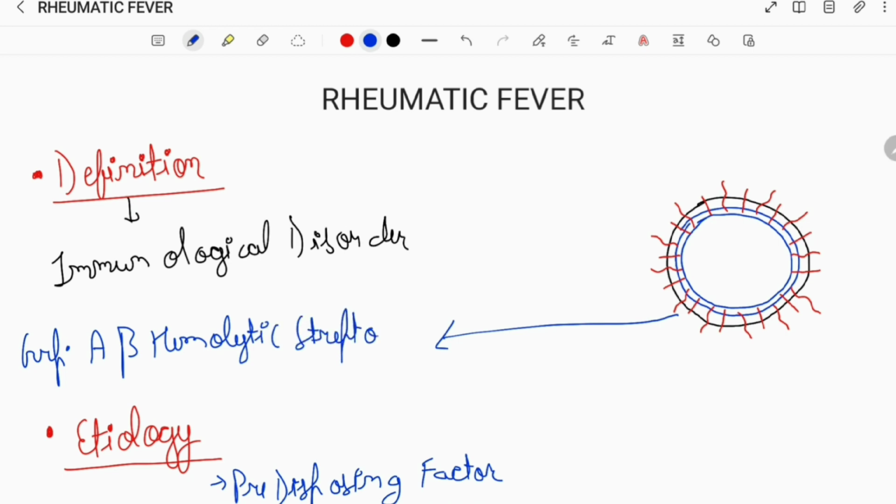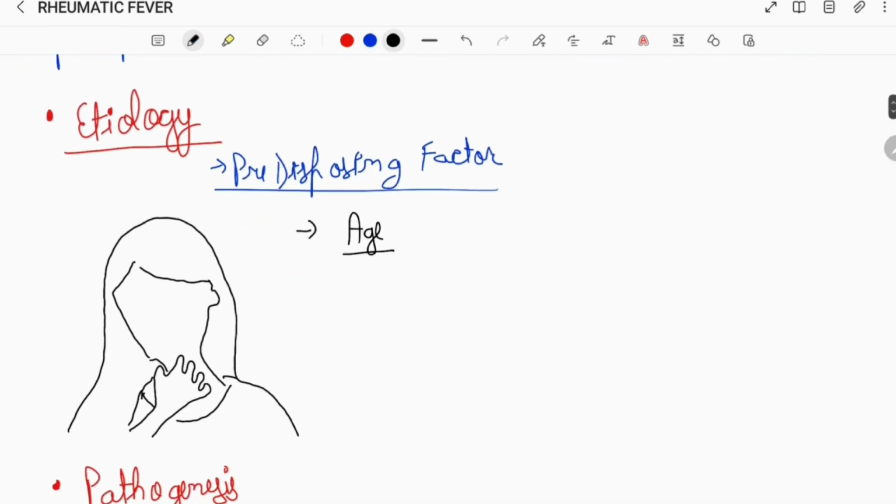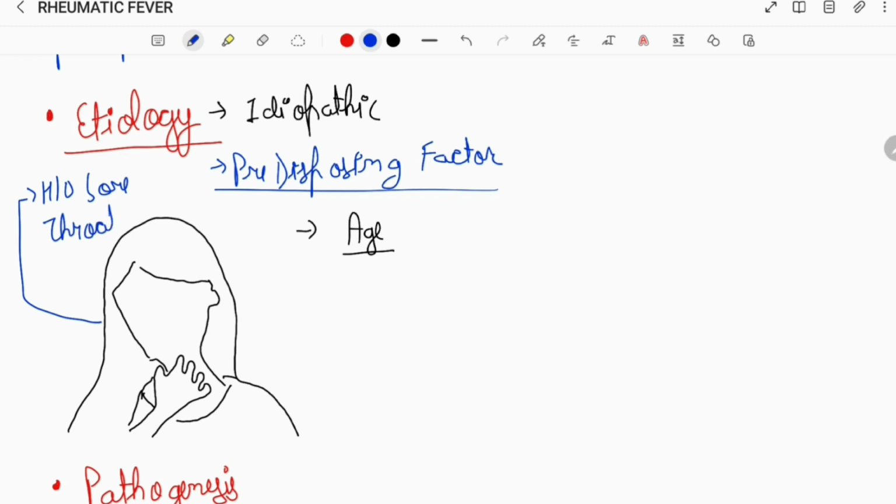Next, what we need to know is the etiology of rheumatic fever. The exact etiology remains idiopathic, but it is said that there are certain predisposing factors, which include history of sore throat or any other infection caused by group A beta hemolytic streptococci. It is said that this usually affects the age group of 5 to 15 years.